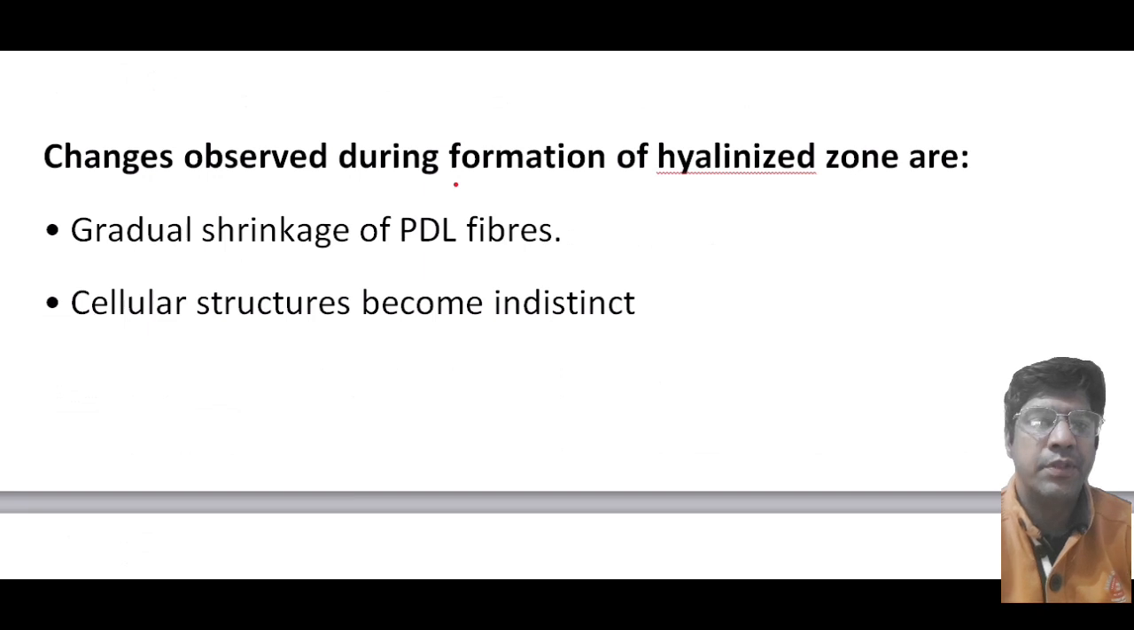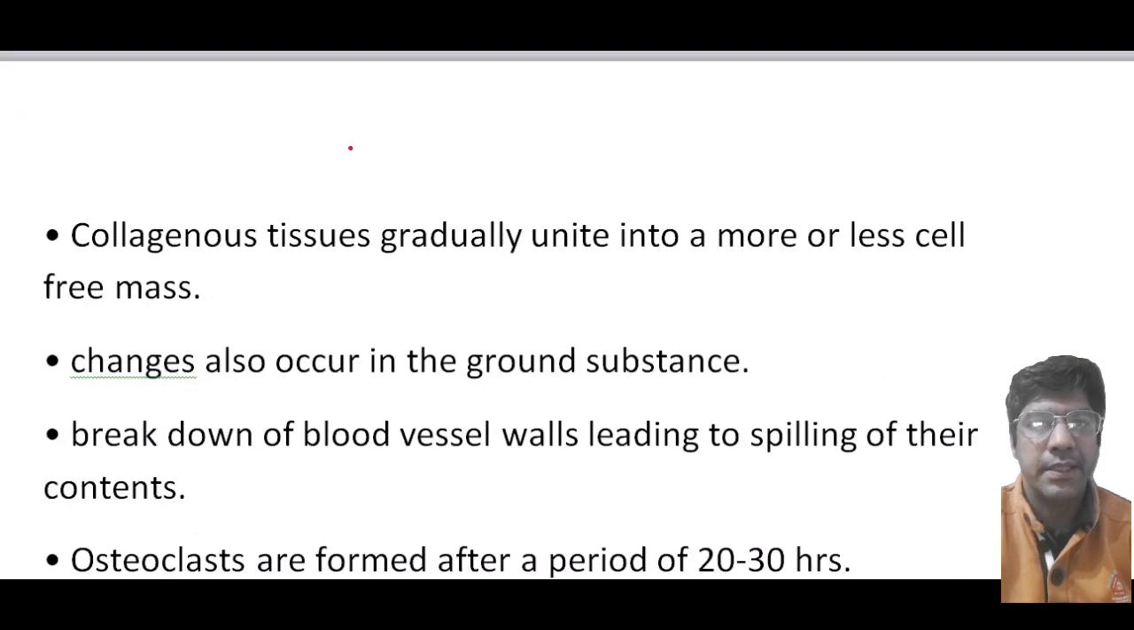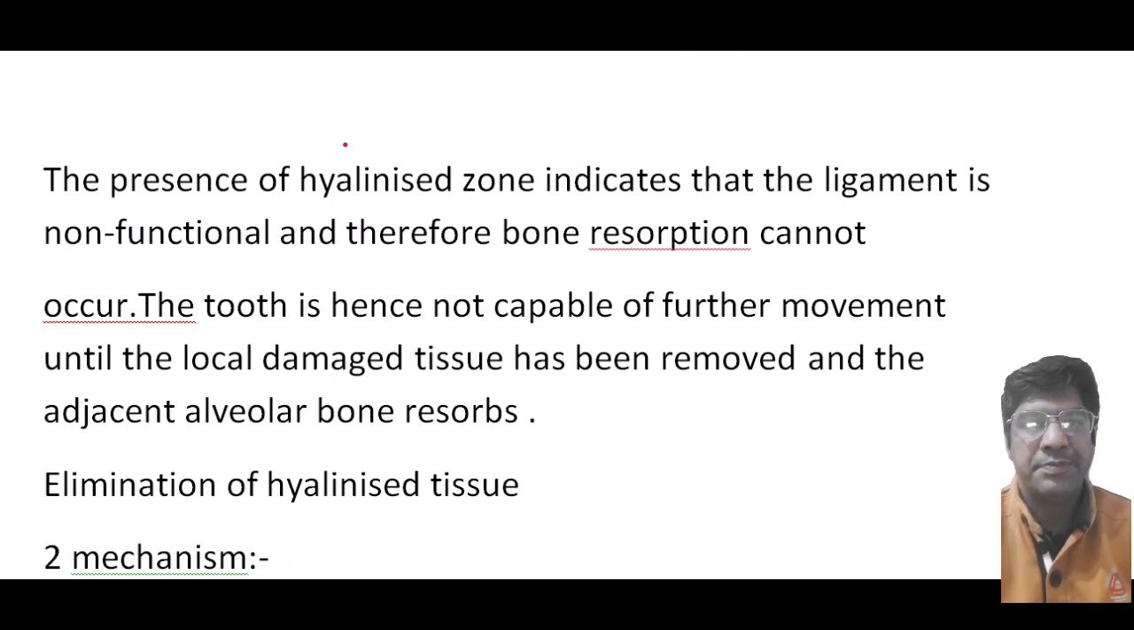Now, during the formation of the hyalinized zone in the periodontal ligament due to extreme orthodontic forces, several changes can be observed. There can be gradual shrinking of the periodontal ligament. The cellular structure within the ligament becomes indistinct. The collagen structures begin to unite, forming a more or less cell-free mass. There are changes in the ground substance, the matrix in which cells and fibers of the periodontal ligament are embedded. Apart from that, the blood vessels break down, leading to spillage of their content. There would be formation of osteoclasts that are responsible for the bone resorption. So the presence of a hyalinized zone signifies that the ligament is non-functional, impeding the bone resorption.